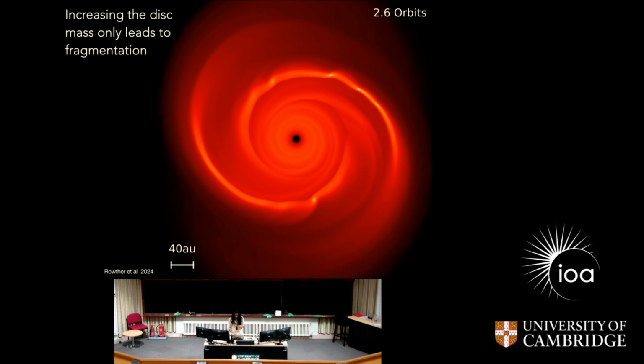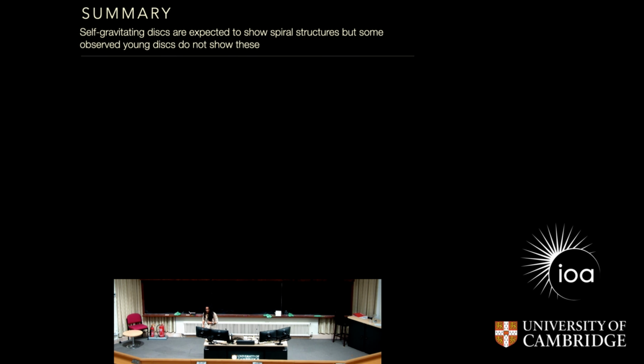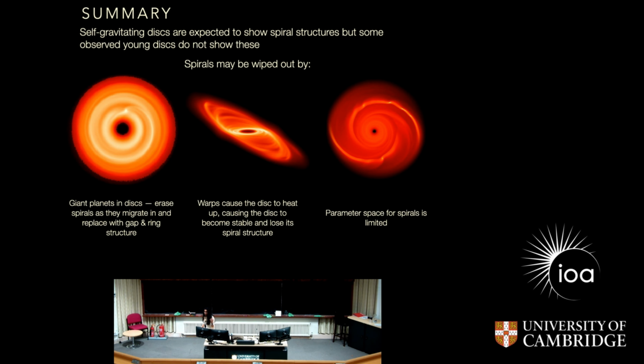So that brings me to the end of my talk. I'll just quickly summarize what I've talked about. Essentially, I'm thinking about whether or not spiral structures should be there in young discs and whether or not we should actually observe them. I talked about three ways in which we might wipe out the spiral structure. The first way is where we have giant planets that interact with the disk and completely wipe out the structure. The second way was where we have warps, and the warps cause heating in the disk, which can again wipe out the spiral structure.